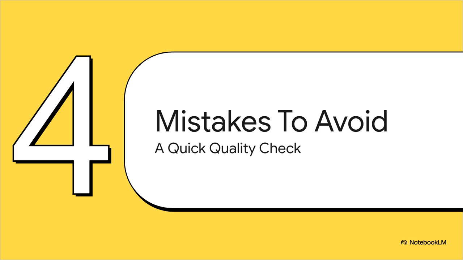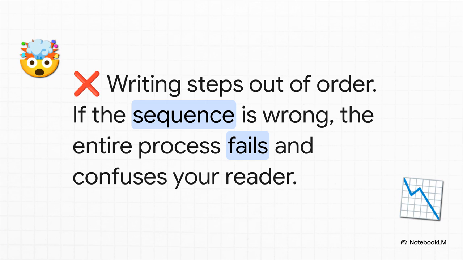Okay, so you've written a draft. Awesome. But before you call it a day, let's do a quick quality check. We're going to run through a few common mistakes that can really trip people up. The number one error, without a doubt, is getting the sequence wrong. If the steps are out of order, the whole explanation just falls apart. Your reader will get confused, the process won't work. It's a disaster. So always, always double-check your chronology.